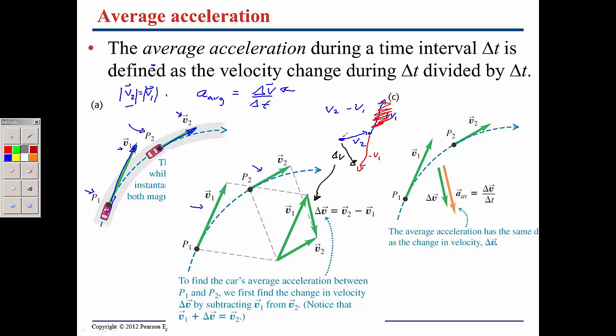So you can see that the change in velocity is inward to the path, and the acceleration is the change in the velocity with respect to time. So you divide by time, you might get a slightly different length acceleration, but it's in the same direction. It's inward towards the curved path.